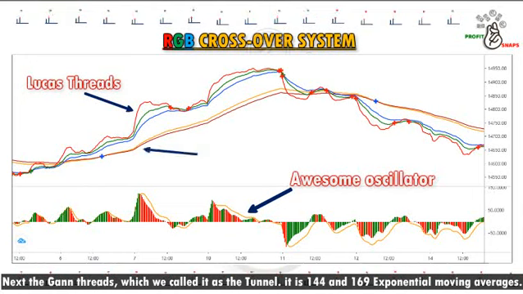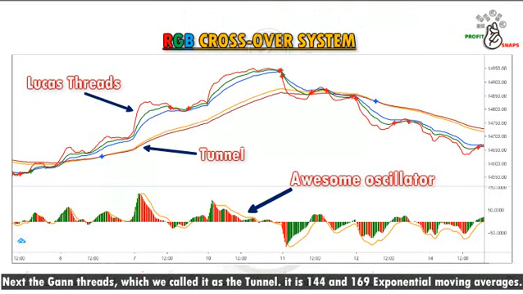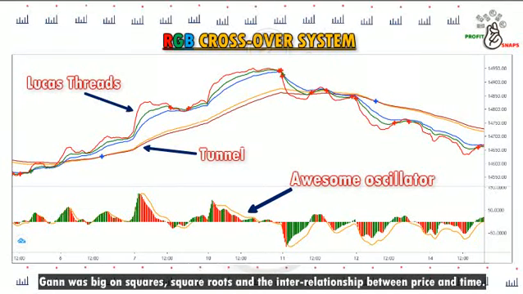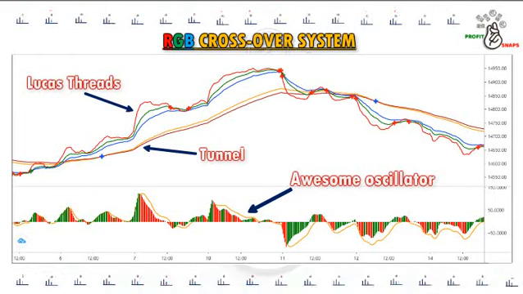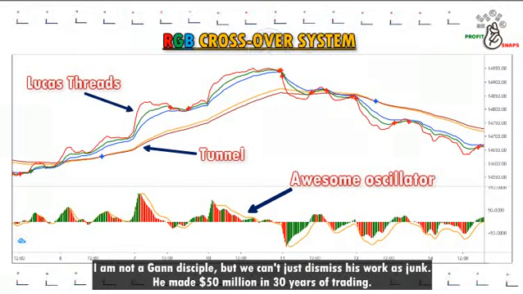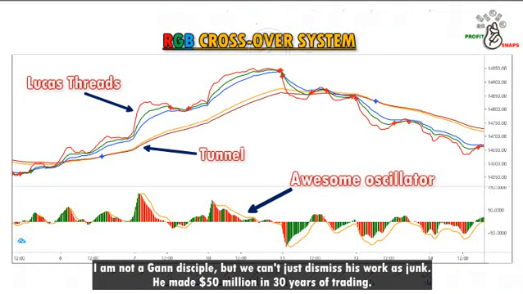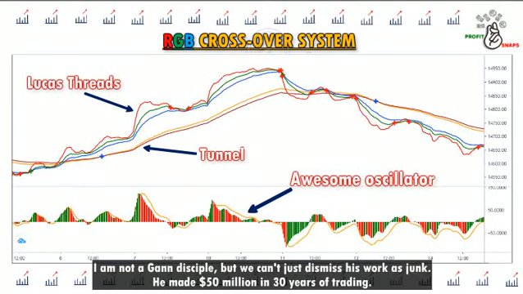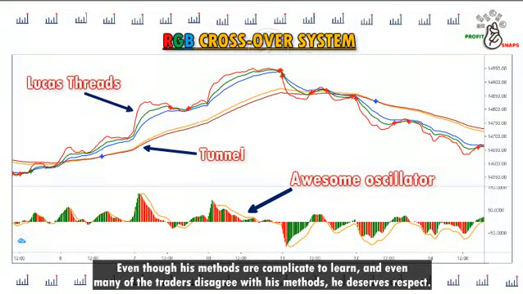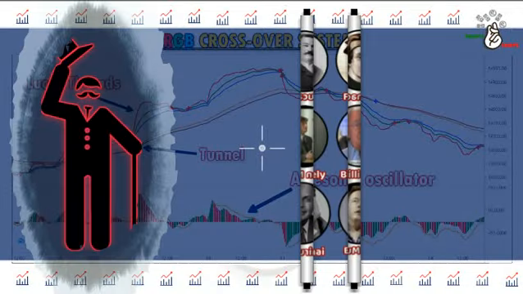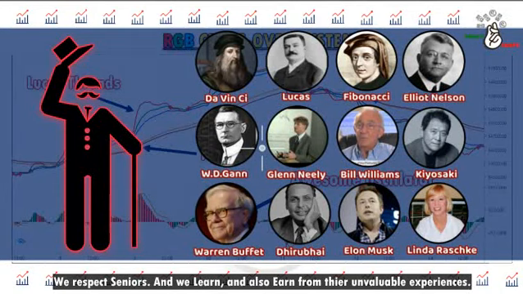The Gann threads, which we call the tunnel, are the 144 and 169 exponential moving averages. Gann was big on squares, square roots and the interrelationship between price and time. I am not a Gann disciple, but we can't just dismiss his work as junk. He made $50 million in 30 years of trading. Even though his methods are complicated to learn, and even many traders disagree with his methods, he deserves respect. Respect seniors. We learn, and also earn from their invaluable experiences.